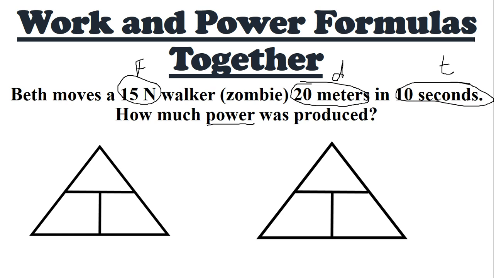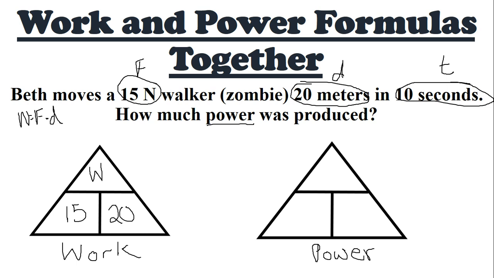But if you are asked to find power, you have to do 2 equations, 2 triangles. In the first triangle, you will solve for work. And in the second triangle, you're going to solve for power. All right, so in the first triangle, we're going to solve for work. If you remember, work equals force times distance. So work will go at the top, and we have to take our force and multiply it by our distance. When you get that, you get the work to be 300 joules.